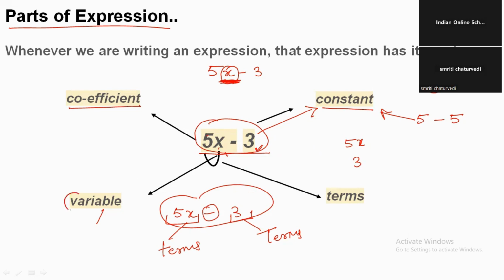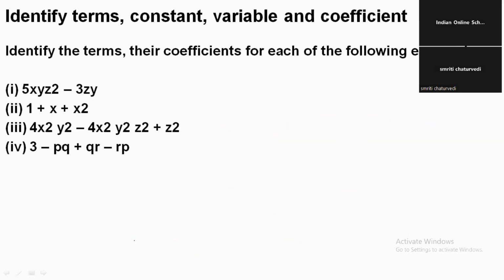Now, when we are talking about a variable, a variable is something whose value can be changed. That's why they are known as variables, and for representing variables we use different kinds of alphabets. Got it? Now, here is one example and some questions where we need to find the terms, constants, variables, and the coefficients. Let's try to find out what the variables, coefficients, and constants are.